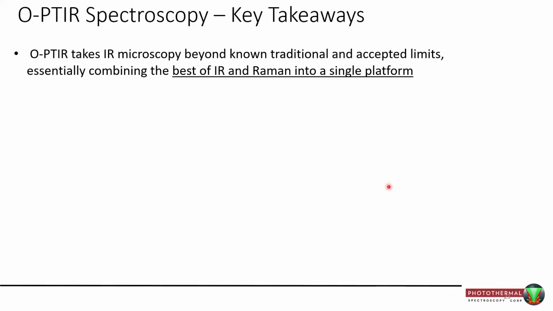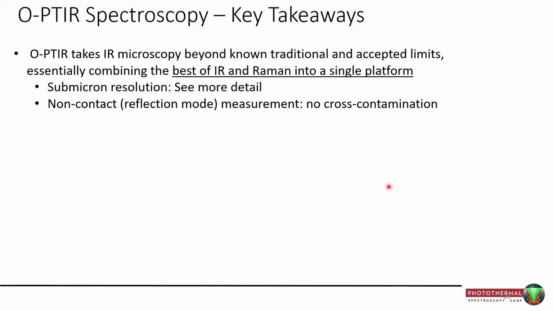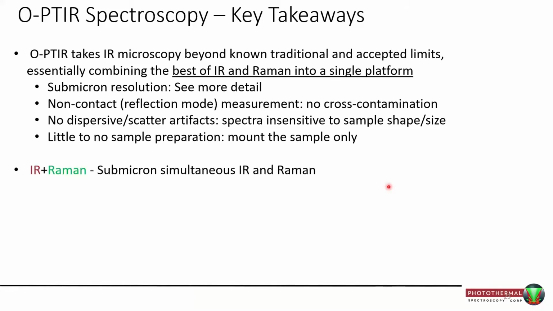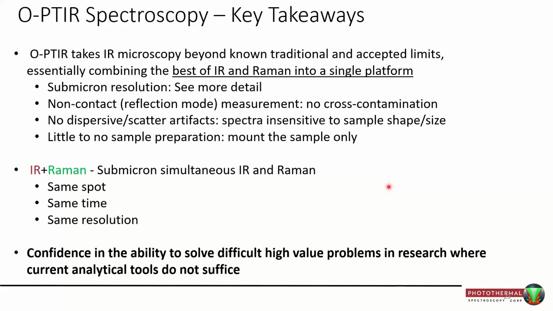Okay, so I'm going to wrap up and hand over to Brooke very soon, but I want to finish off by saying O-PTIR, just as an infrared instrument to begin with, takes infrared microscopy beyond these accepted and traditional limits. And it essentially combines the best of IR and Raman into a single platform. Gives you submicron resolution, it's non-contact, so there's no cross-contamination, it's point and shoot. The dispersive scatter artifacts are gone relative to regular IR. And so IR plus Raman, it's simultaneous submicron IR and Raman, same spot, same time, same resolution.